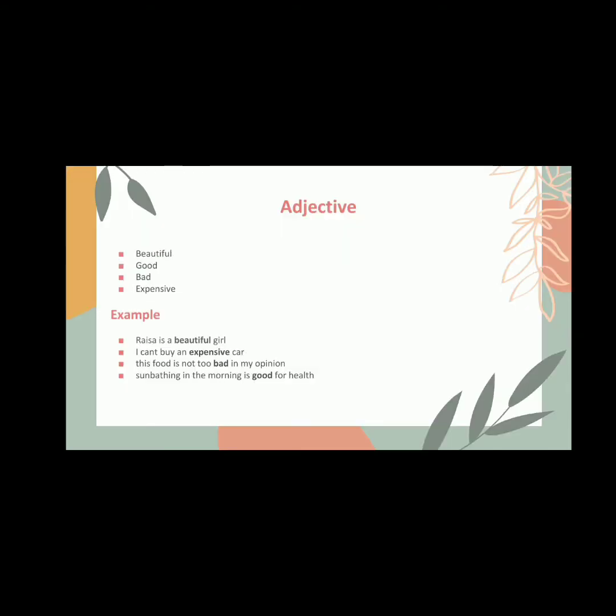We go to the next part of speech, namely adjective. Examples of adjectives are beautiful, good, bad, expensive, and others. An example sentence is: Lalisa is a beautiful girl. The adjective here is always attached to the noun. Then the second example sentence is: I can buy an expensive car.